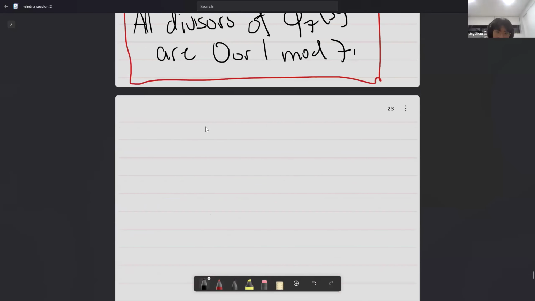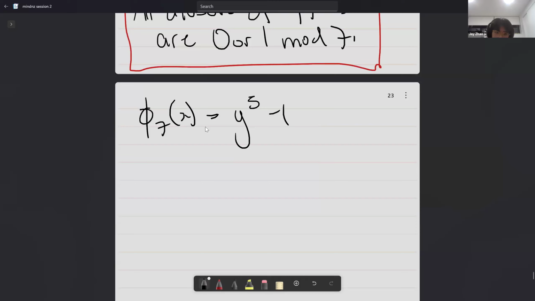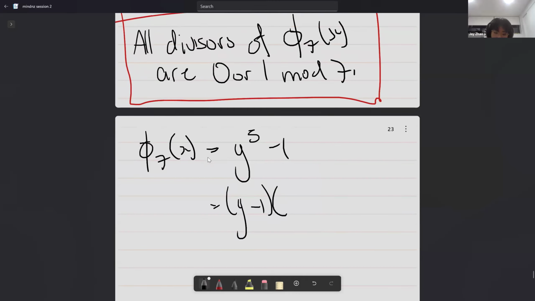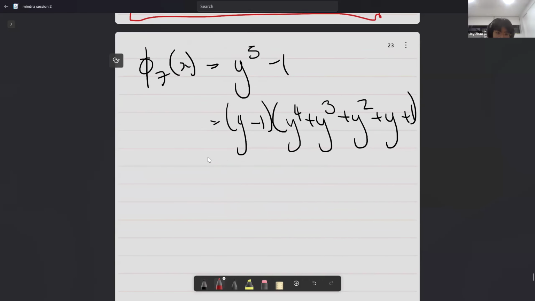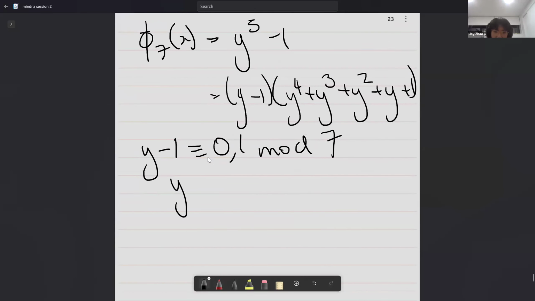Now this fact is what we're going to use to finish off the problem, because we have that 2y^5 minus 1. You can factorize this as (y minus 1)(y^4 plus y^3 plus y^2 plus y plus 1). Now, we know that y minus 1 is either equal to 0 or 1 mod 7. So y is equal to 1 or 2 mod 7.